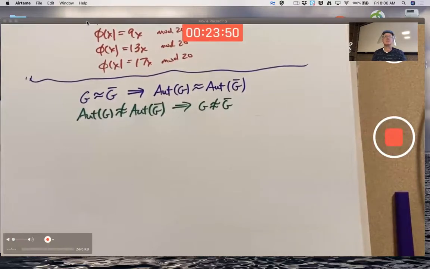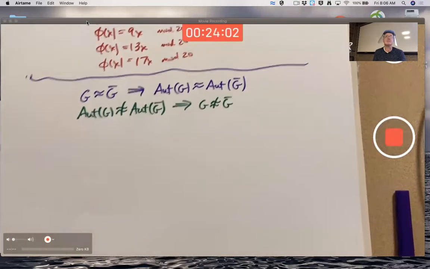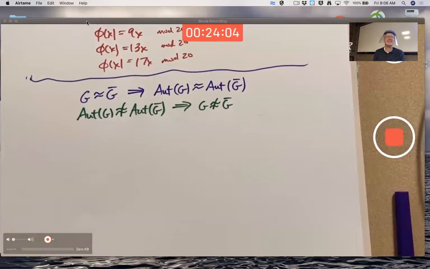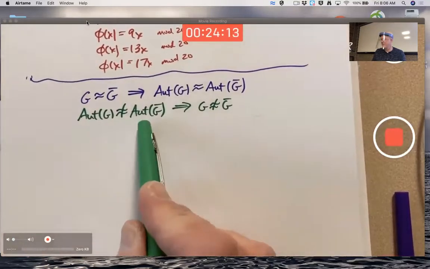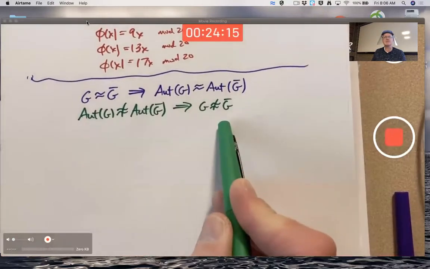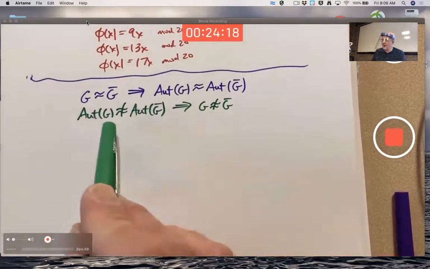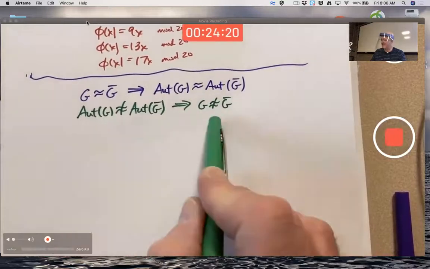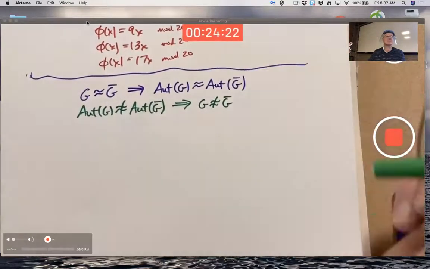You've got 2 groups, you're trying to tell if they're isomorphic. Maybe the groups themselves are hard to understand, hard to work with, but maybe for some reason the groups of automorphisms are easier to understand. Maybe. It's hard to imagine such a situation necessarily, but it's not without the realm of possibility. And so if you could show these are not isomorphic, that would imply that these are not isomorphic. If these were isomorphic, it doesn't imply that these are isomorphic. The converse is not necessarily true.